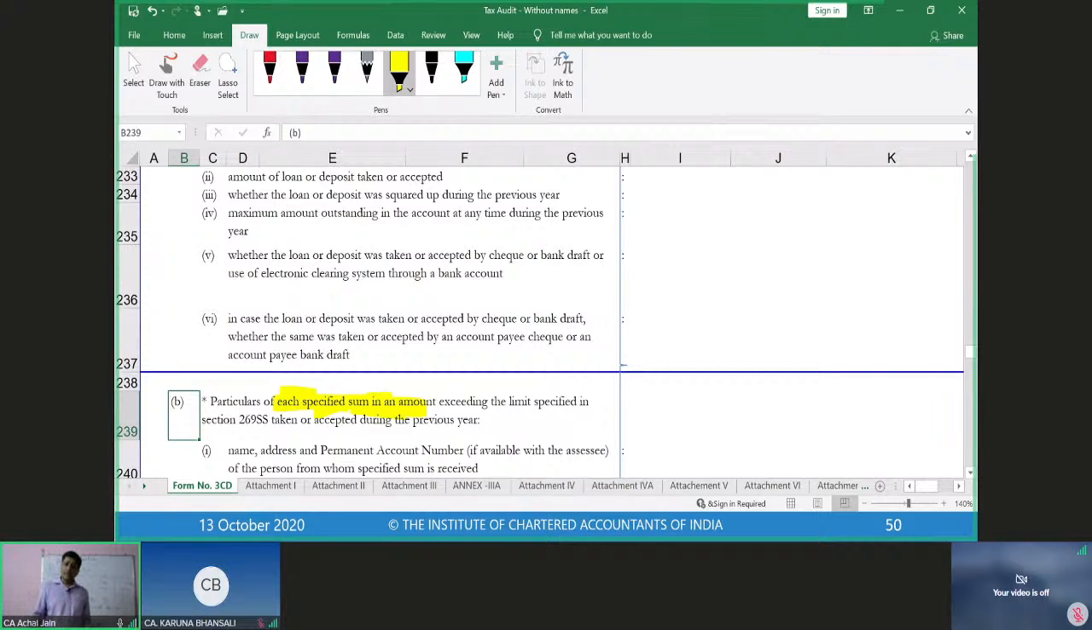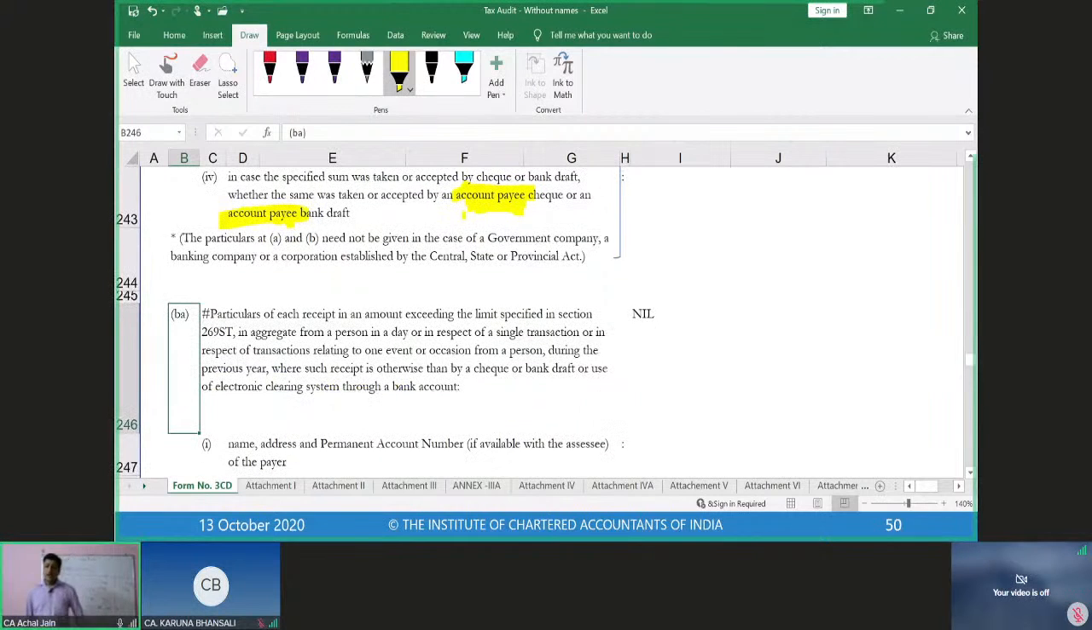That's it. But whether those amounts have been taken in the form of loan or deposit or something else, all of them will become what for the assessee? Liabilities. So how can the assessee track down all of these things? By looking into the liabilities section.